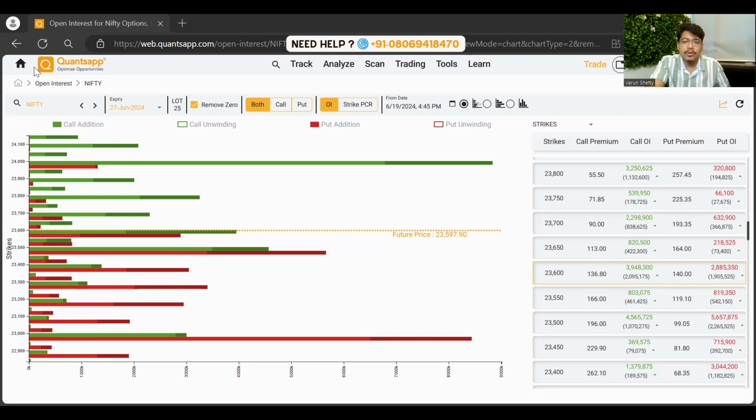So open interest, for people who do not know, is nothing but the number of open contracts. Futures have open interest, options have open interest. Both of these are contract-based instruments. Now, let's say the market is at 20,000, just an example. So 20,000 is the CMP, the current market price.